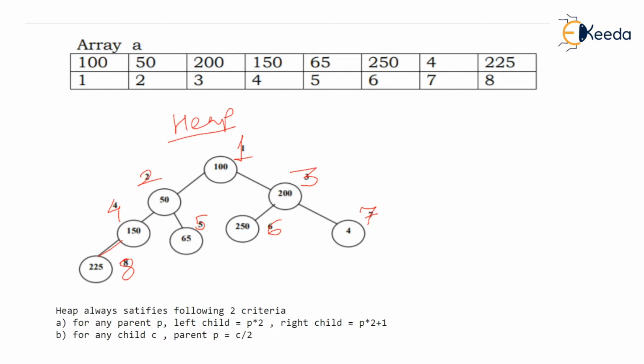Now you just do one exercise with me. For some time, you don't see this diagram of heap, but just watch the array. And you just read all the values of the array in sequence from left to right. What will you read? 100, 50, 200, 150, 65, 250, 4, 225.